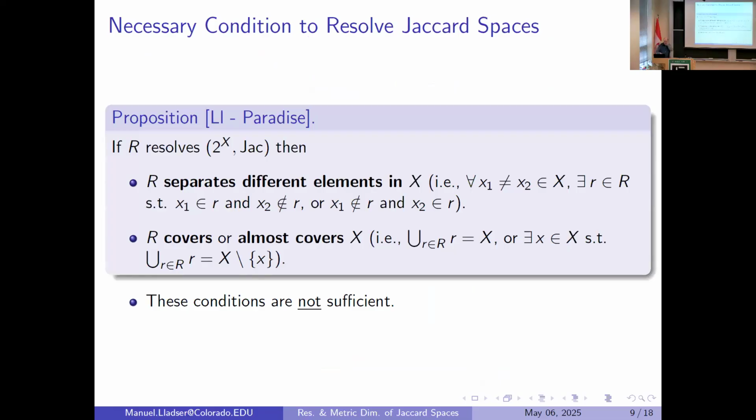Okay, so one of the first things we could do, this is my student Alex Paradise, was to show a necessary condition: if a set R of landmarks resolves 2^X, it must separate different elements, meaning if I have 2 points in the space, then there is a landmark that contains 1 point but not the other. And it also either covers all of the space X, meaning the union of all the landmarks is X, or is almost X except for 1 point, okay? But these conditions are only necessary, they are not sufficient, yes? But at least if you try to guess a resolving set, you can immediately rule out if one of these two properties fails.